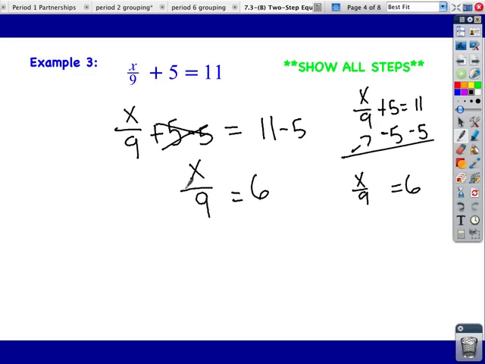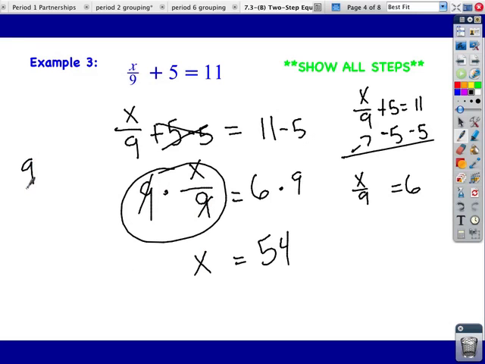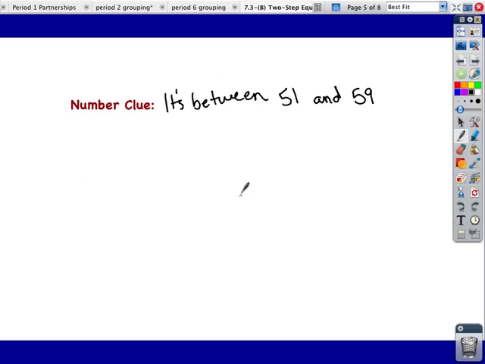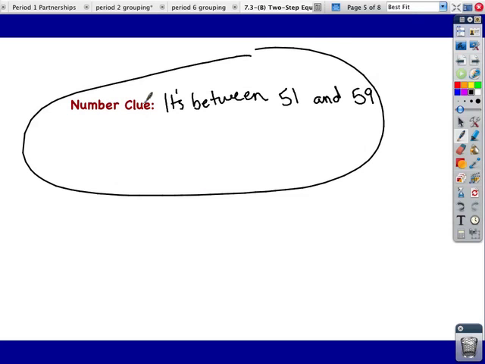Okay. Now we're going to multiply by 9 on both sides because we want to cancel out the 9s. So these 9s cancel. 9 times x over 9 leads to just x because these 9s cancel out, and you're just left with an x. Okay. So x equals 54 here. And here's your last number clue. With this clue, you should be able to figure out the mystery number. It's between 51 and 59.